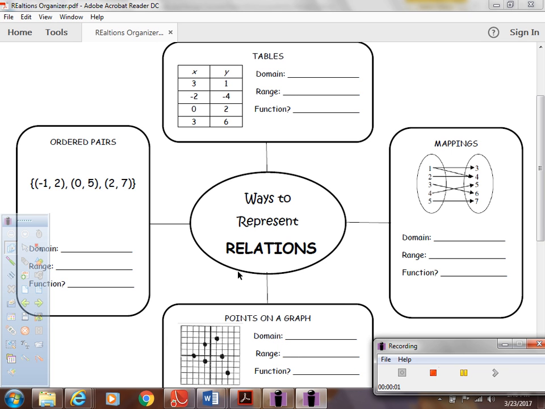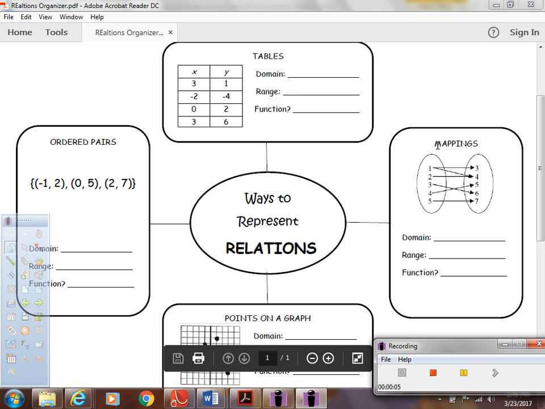Alright, this lesson's on domain and range, so I'm going to go through and show you the different domain and range of different representations. These are different ways to represent relations, which means just points. So we're going to start with the tables.